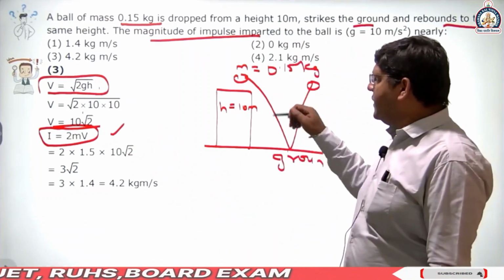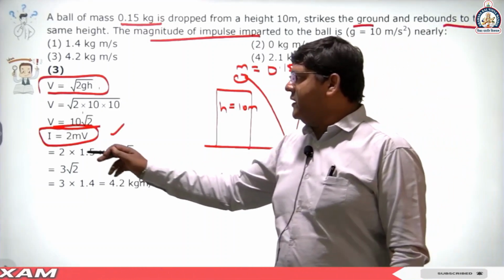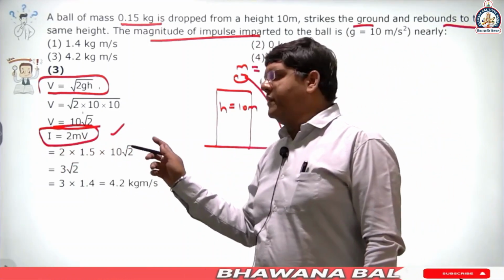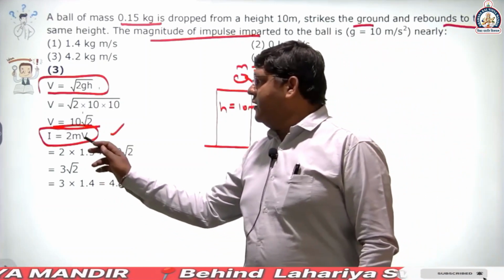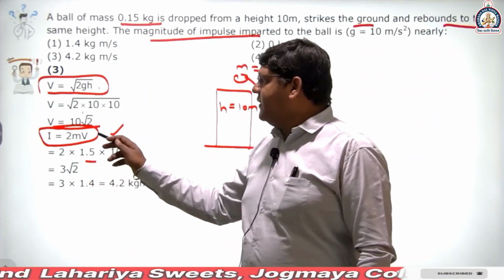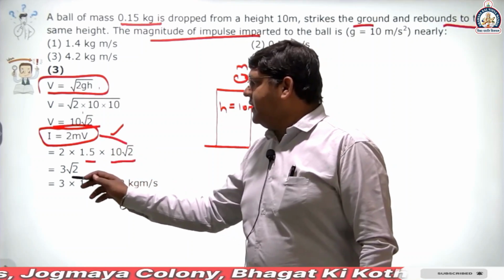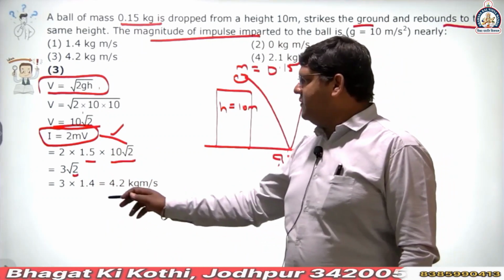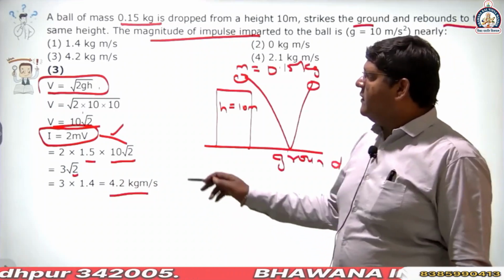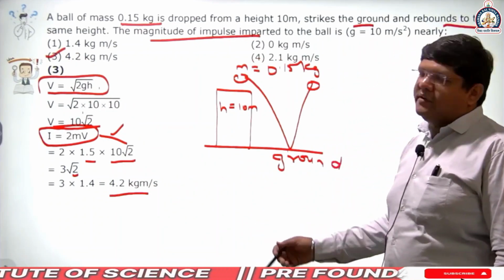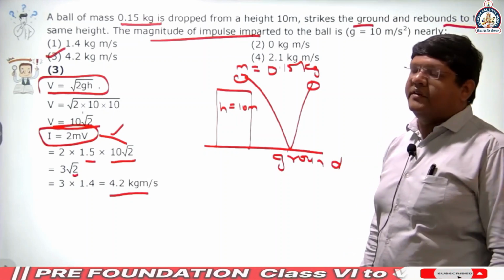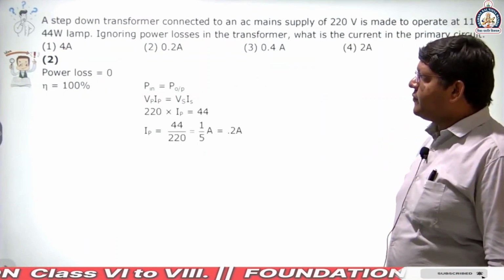When something strikes and returns to the same position, the formula of impulse in terms of momentum comes out to be I is equal to 2mv. Putting the value of mass as 0.15 and the velocity as 10 root 2, we get impulse 3 root 2, the final answer is 4.2, that is our required option number 3. This is actually the impulse momentum theorem. Impulse is equal to the change in momentum.